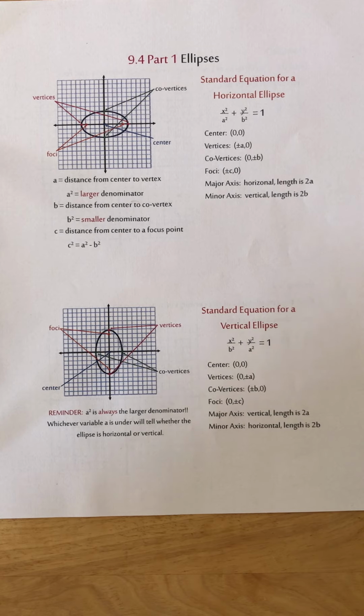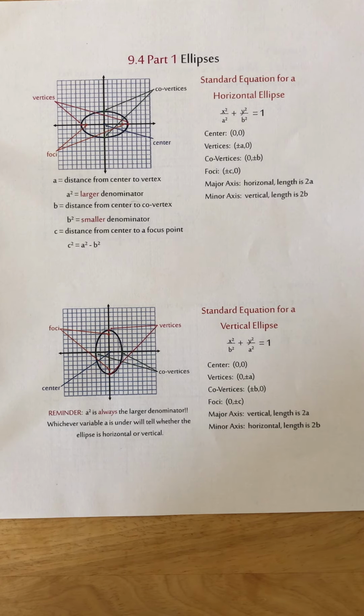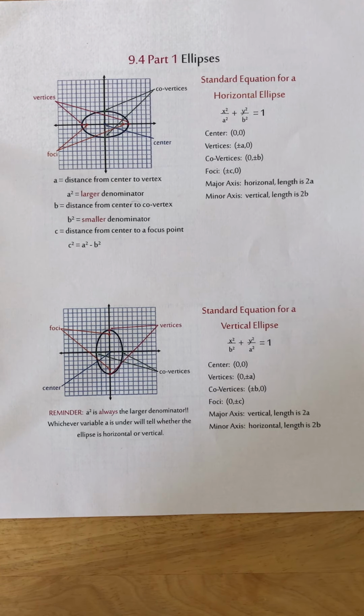Just to reiterate real quick, a is the distance between the center and a vertex. b is the distance between the center and a co-vertex. c is the distance between the center and a focus. Now we also have what are called a major axis and a minor axis. Major means it's going to be longer than the minor axis.